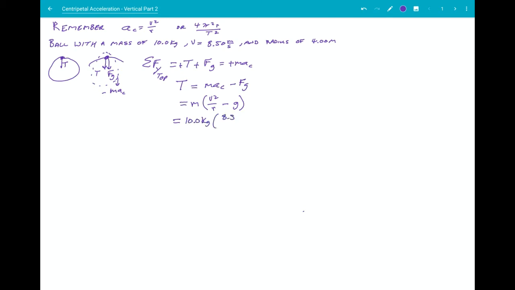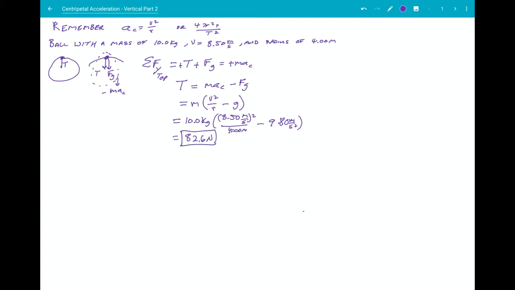And again, 8.50 meters per second, squared. Do not forget to square it. Over 4 meters, minus 9.8 again, as I mentioned, meters per second squared. And this is going to give us 82.6 newtons for the tension on that cord.